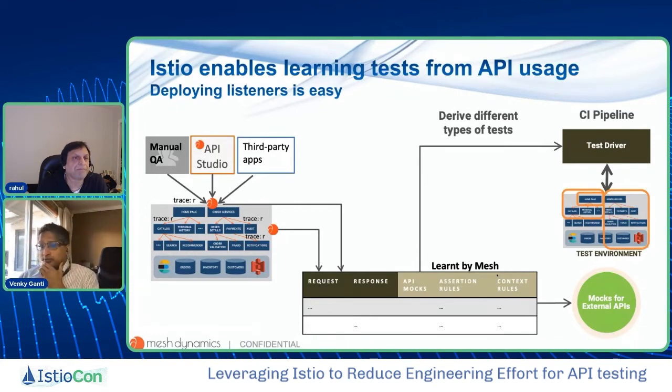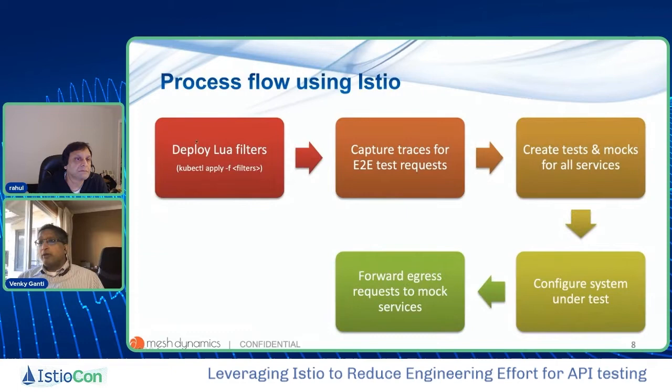So what does the process look like? You have an Istio application running in a test cluster or a staging cluster. The first step is to deploy Lua filters. We prepare the filters automatically from the service graph. And just one kubectl apply of the filters will put all of the services in listener mode. That is, we are able to capture any of the API interactions going through each of the services, right?